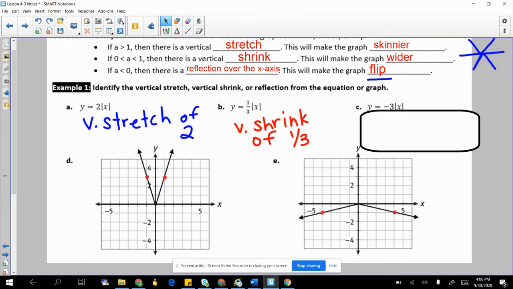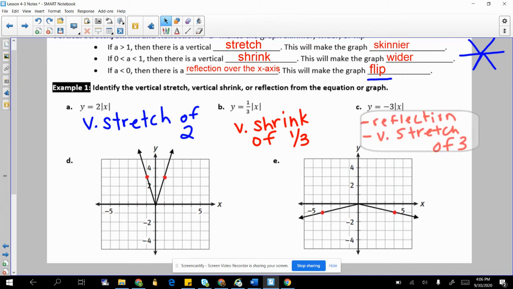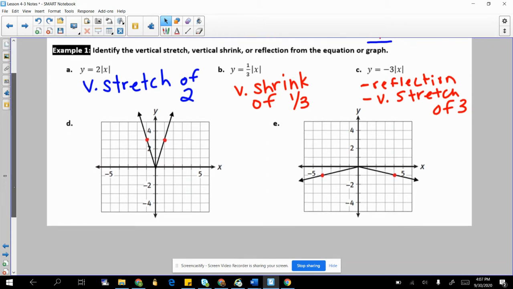And hopefully you got that negative out front tells us there is a reflection, and that 3 tells us there is a vertical stretch of 3. Notice I didn't say of -3 because the negative is the reflection piece. Okay? Awesome. Let's keep moving.